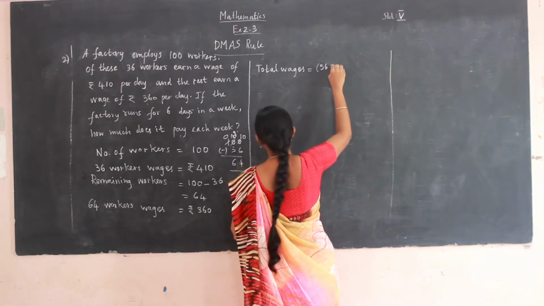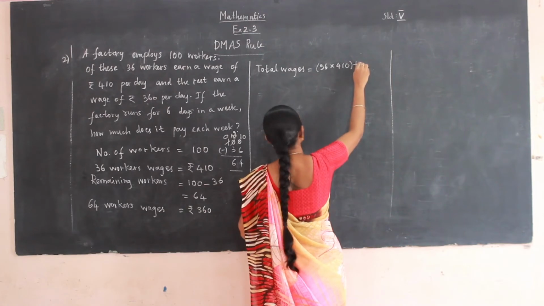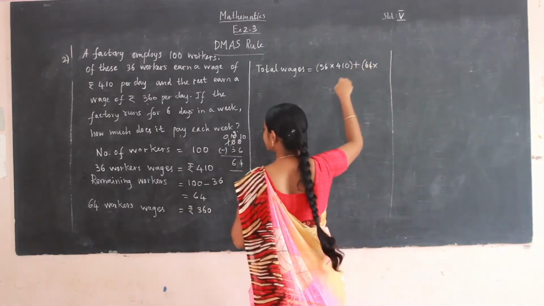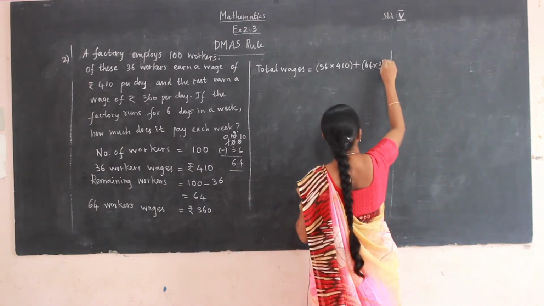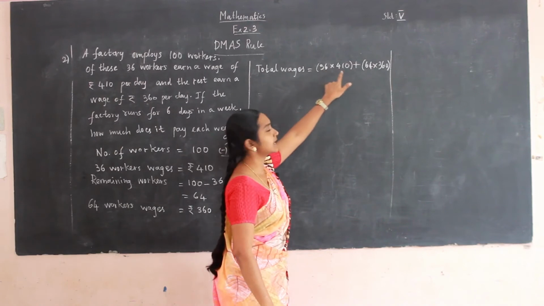36 into 410 plus 64 into 360. First multiply 36 and 410.